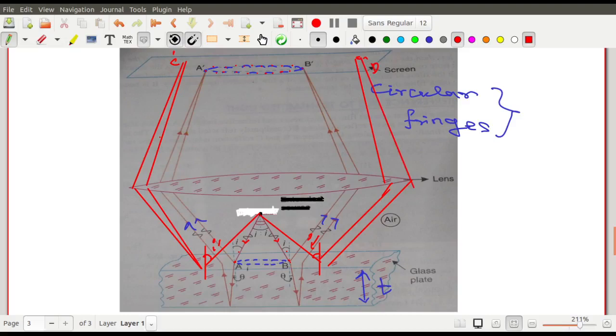Now taking these as the diametrically opposite points, if you consider another circle over here, this is another fringe, and all these black dots that I draw have the same inclination, some i dash. Every black point is generated from the same angle of inclination i dash, so that is why it is called the fringes of equal inclination.